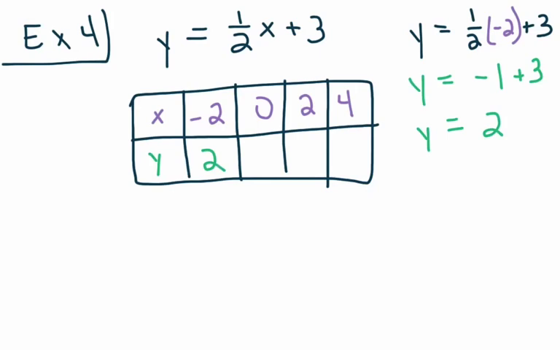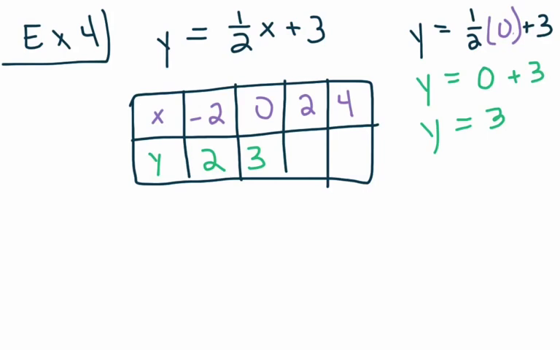Next we move on to substituting in 0 for x. All right, so I substitute in 0. Have y equals half of 0, half of nothing is going to be nothing, or 0, and bring down the plus 3. So I get y is equal to 0 plus 3 is 3.